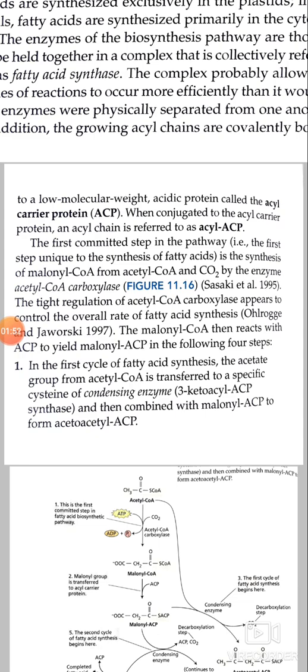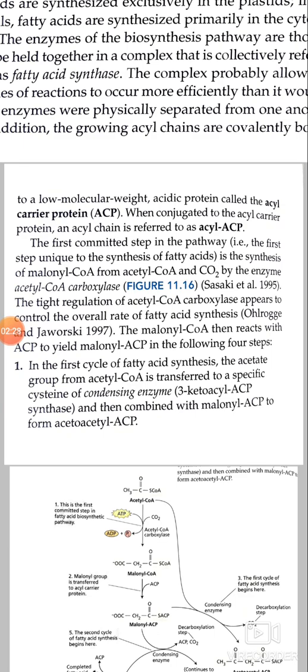The first committed step in the pathway is the synthesis of malonyl coenzyme A from acetyl coenzyme A and CO2 by the enzyme acetyl coenzyme A carboxylase. The tight regulation of acetyl coenzyme A carboxylase appears to control the overall rate of fatty acid synthesis.